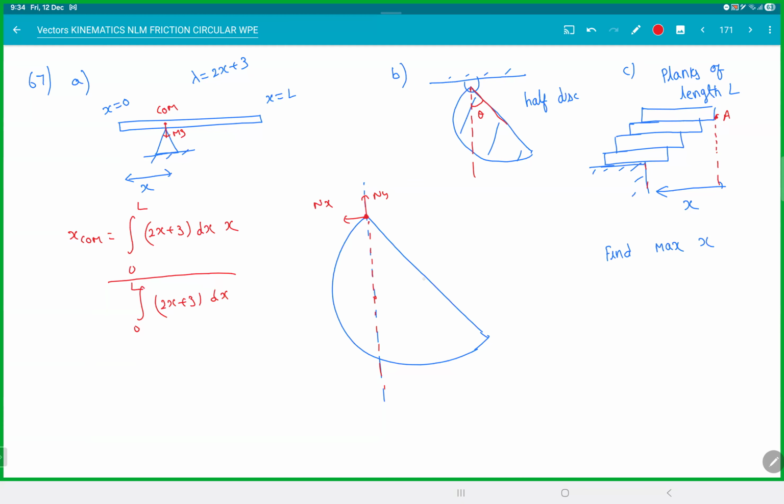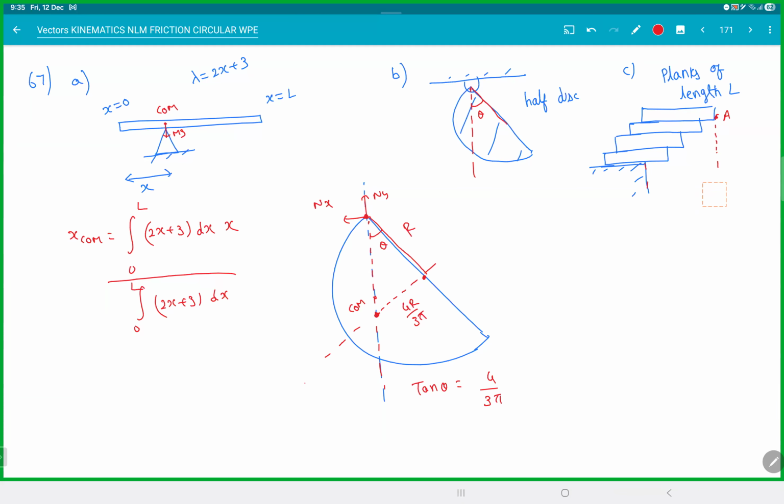But we also know the center of mass will lie on a bisector here, at a distance of 4r by 3 pi for a disk. I hope you remember the result. This radius is r and this angle is theta. So tan theta is 4 by 3 pi. Easy. So there are two things: the center must lie on the bisector, and it should also lie on the vertical line passing through the hinge.